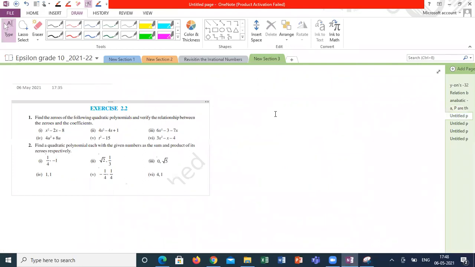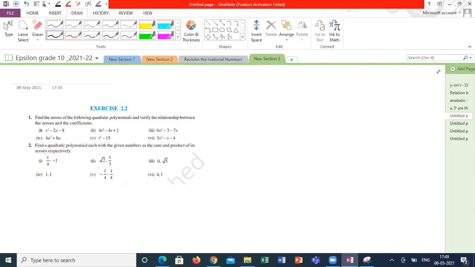Find the zeros of the following quadratic polynomial and verify the relation between the zeros and other coefficients. So first of all, he is asking us to calculate the zeros of the polynomial using the factorization concept. How many people know factorization of an expression? Which we did in grade 9. Am I right? We did in grade 9, correct?